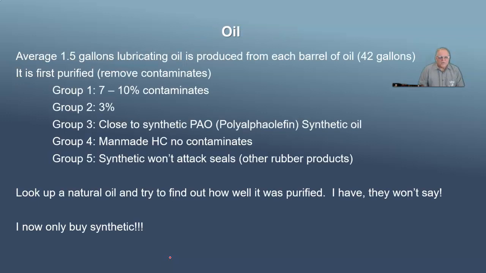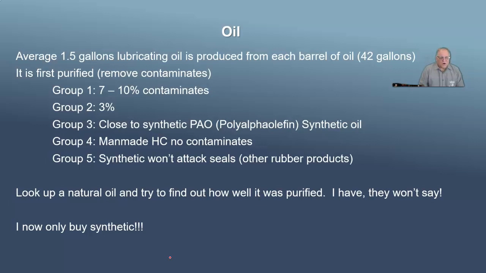1 barrel of oil is 42 gallons. On average, it's only 1.5 gallons that is converted to lubricating oil. And this is all our oils from the 30 weight on up to the 90 weight oils. As they go through and remove the contaminants, they're categorized. Group 1 still has up to 10% contaminants. The Group 2 has 3% contaminants.